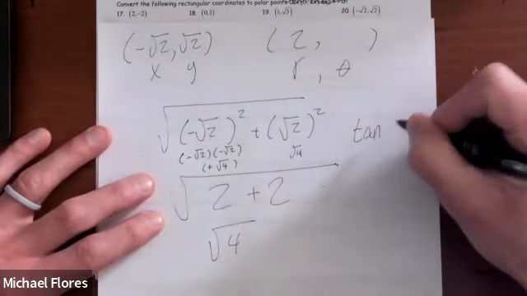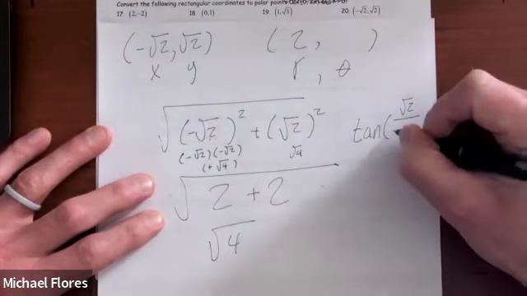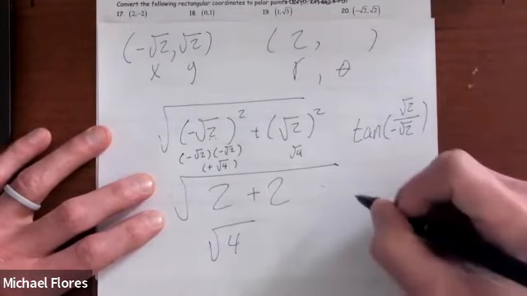Tangent of y, root 2, divided by x, negative root 2. Is my final answer going to be positive or negative?